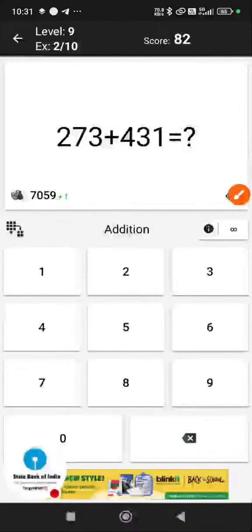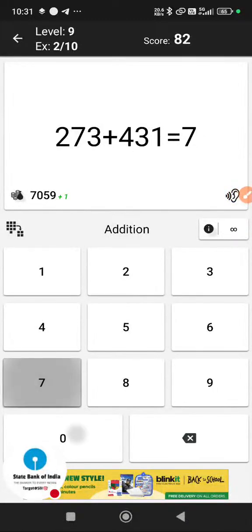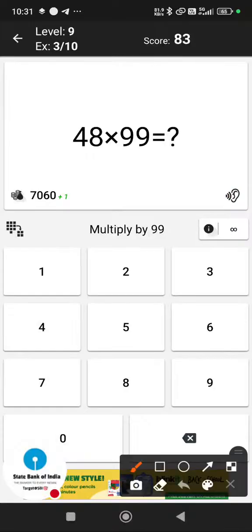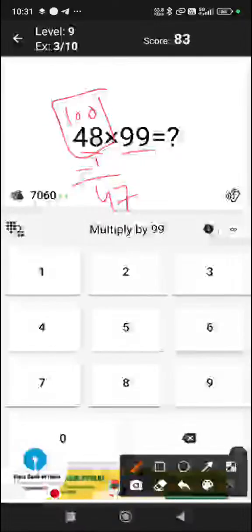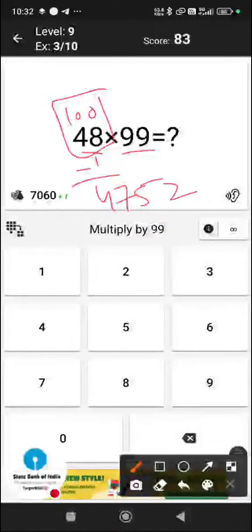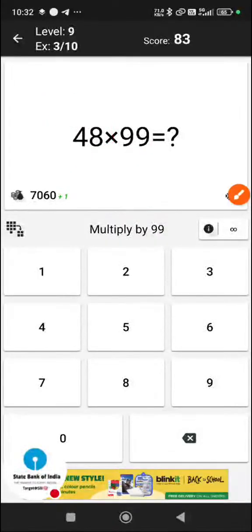The answer for this one is 704. 2 digits into 99. So minus 1, 47. 100 minus 48, 52. So 4752 is our answer.